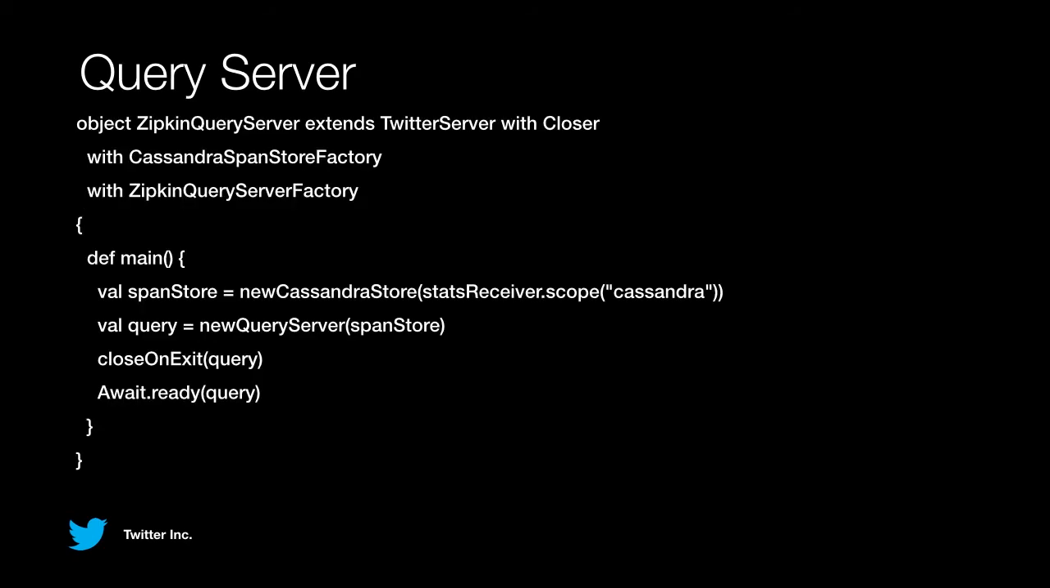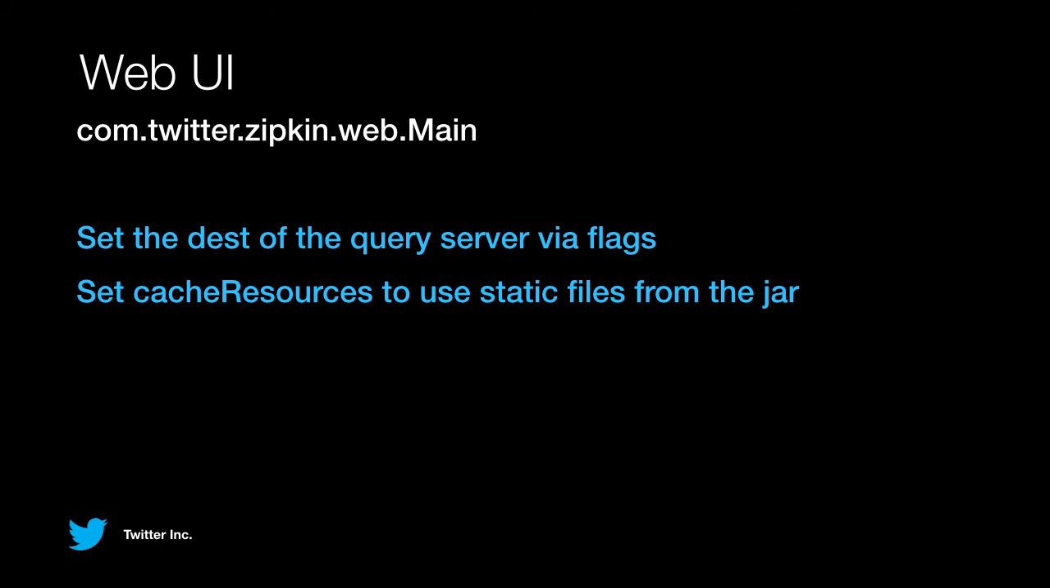The query server looks very similar, only it's even smaller, because all it has to do is read from the storage engine and present a Thrift interface. But the same thing, right? In this case, again, we're reading from Cassandra. We're spinning up a query server. And the web UI gets even simpler. It already exists. You just run main. Totally fine.